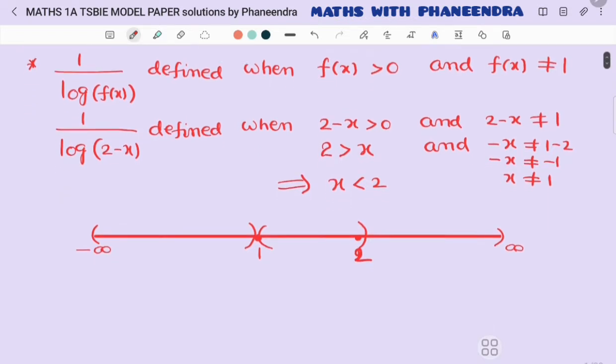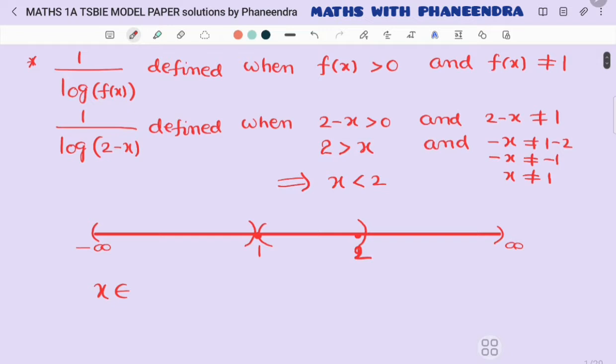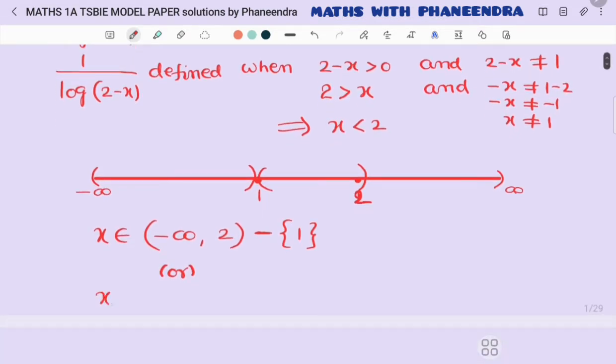Otherwise, we can write it as x belongs to, x is less than 2 means open interval of minus infinity to 2. In this interval, 1 is not there. So, deleted neighborhood, that means 1 is not there. Otherwise, someone will represent it like this, x belongs to open interval of minus infinity to 2 minus {1}. Both the meaning is same. Or otherwise, open interval of minus infinity to 1, 1 to 2 also we can write it.